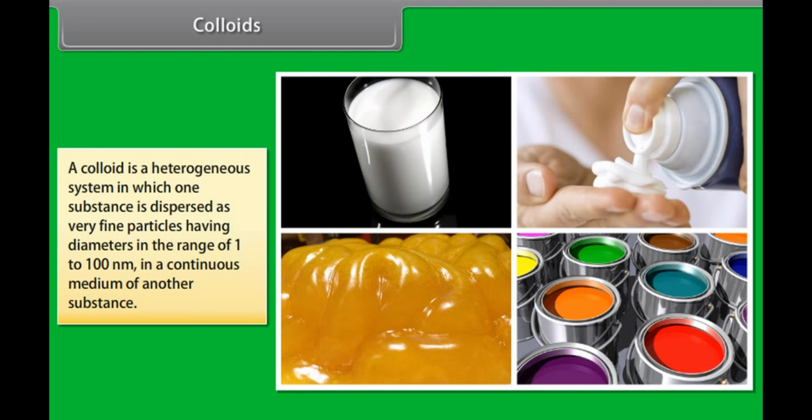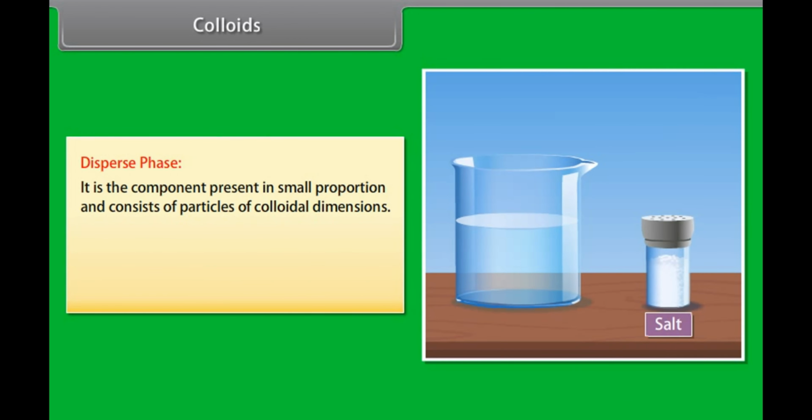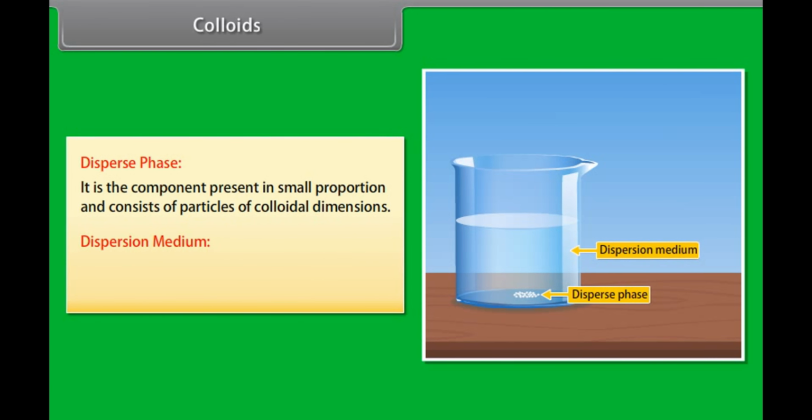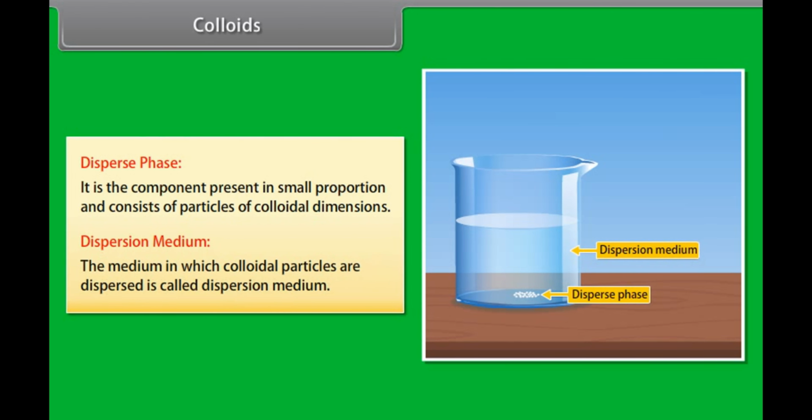A colloidal solution is heterogeneous in nature and always consists of at least two phases, the disperse phase and the dispersion medium. Disperse phase: it is the component present in small proportion and consists of particles of colloidal dimensions. Dispersion medium: the medium in which colloidal particles are dispersed is called dispersion medium.